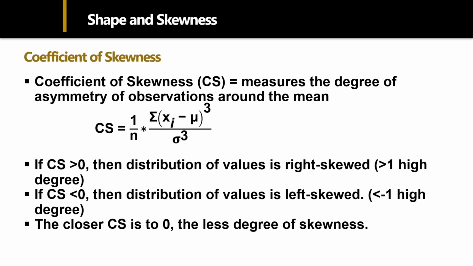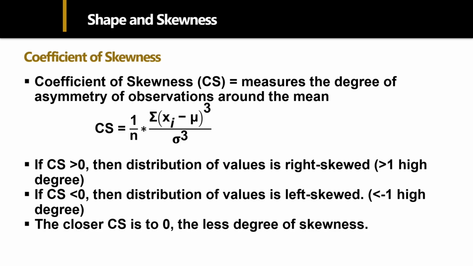To put a numeric value on skewness, we will use the coefficient of skewness, often shortened to CS, to measure the degree of asymmetry of observations around the mean itself. You take each observation, subtract mu, the overall population mean, and take it to the third power, cube it. You then divide by the cube of the standard deviation, and once you're all done, you divide by the sample size n.